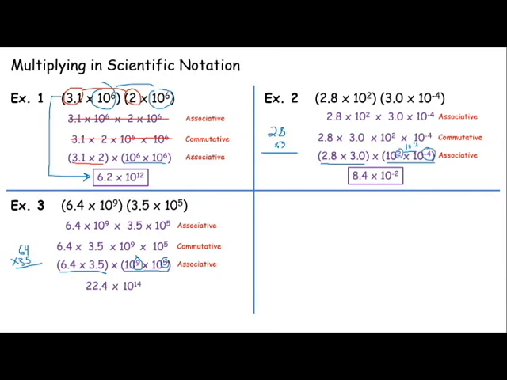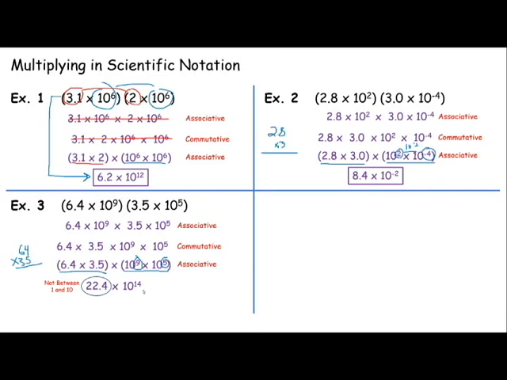Did you have any trouble with that? Hopefully not. There is one thing I do want to make sure that we point out. This answer will not work for us. Do you see the problem with this answer? There's something wrong with it. Do you know what it is? If you don't, go ahead and pause the video, think about it for a second. I'm going to go ahead and tell you the problem is right here, this 22.4. You see, 22.4 is not between 1 and 10. Our final answer needs to be in scientific notation, so we cannot leave our answer like it is.